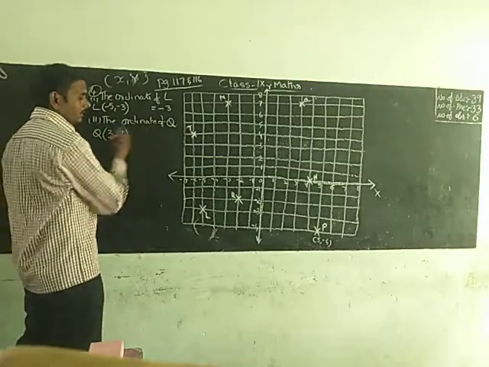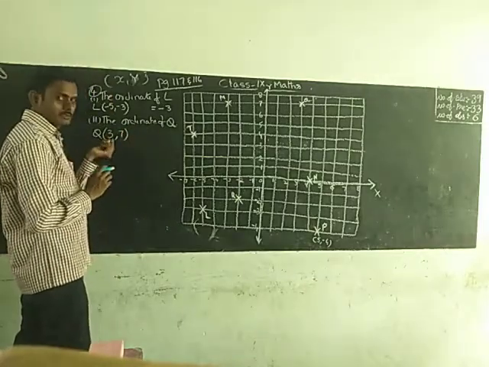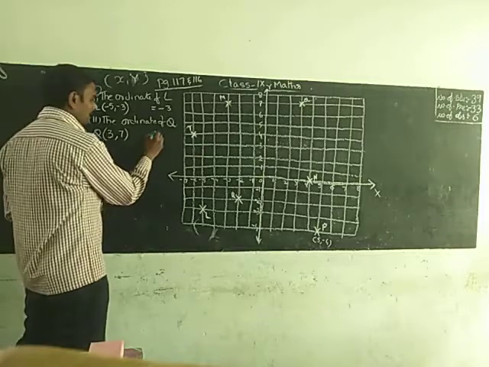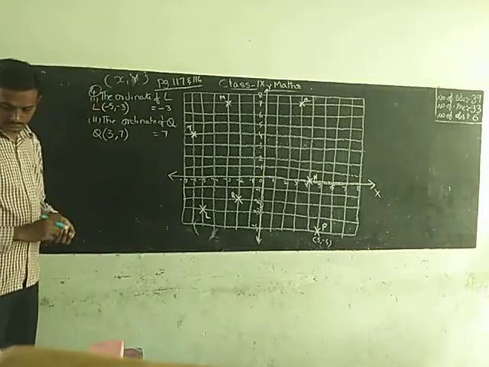What is the question here? Ordinate. Ordinate means the first one or the second one? The second one. The ordinate is 7.